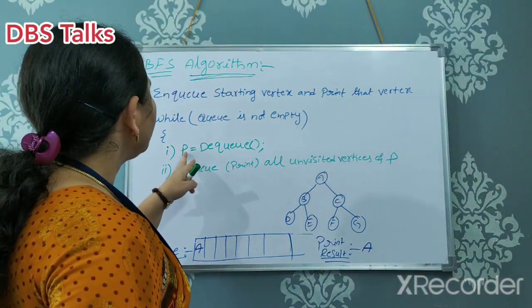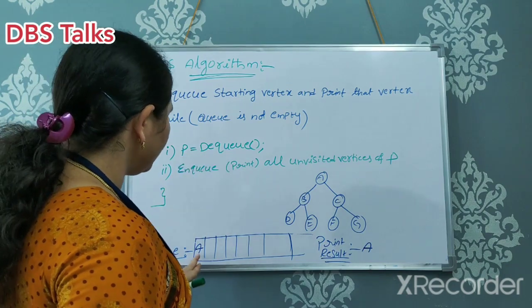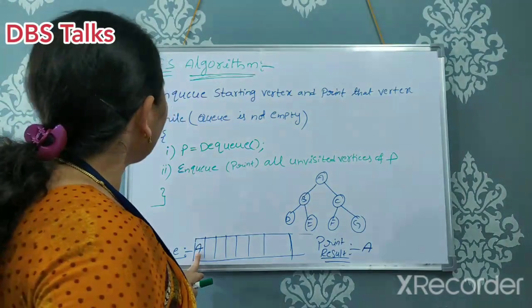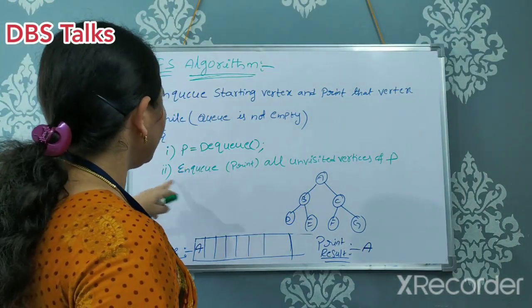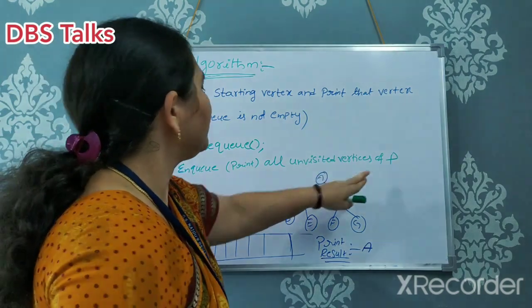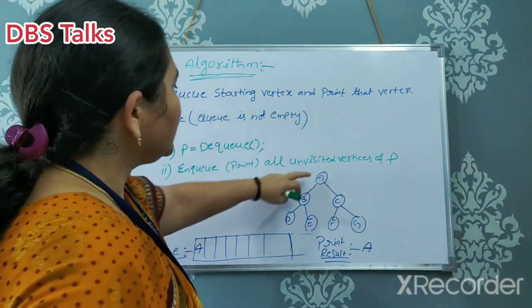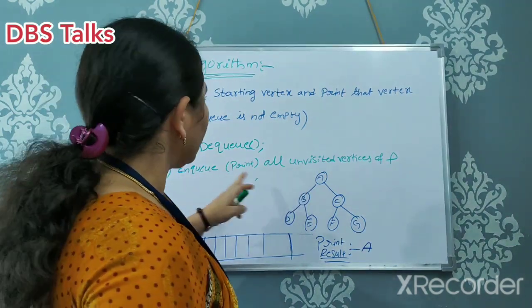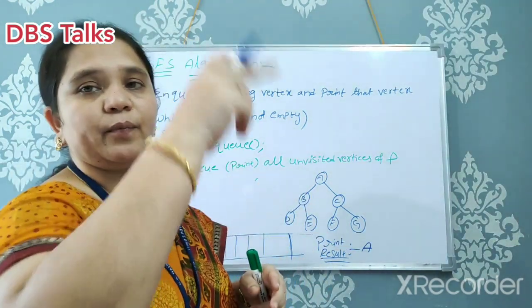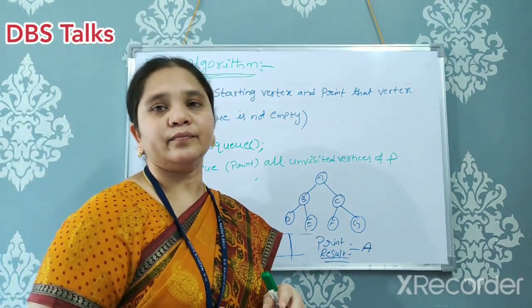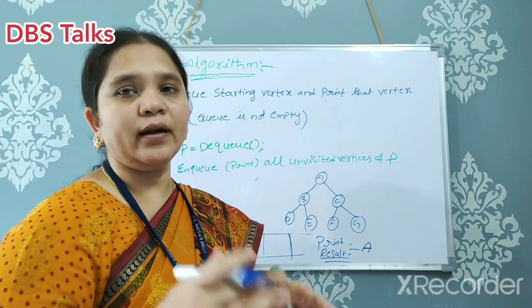Then we can DQ the particular vertex. Before going to DQ the vertex, we have to NQ all unvisited vertices of P. So here we can see this is A, so all connected vertices. I already told you in the last point in my theory: all connections at once.